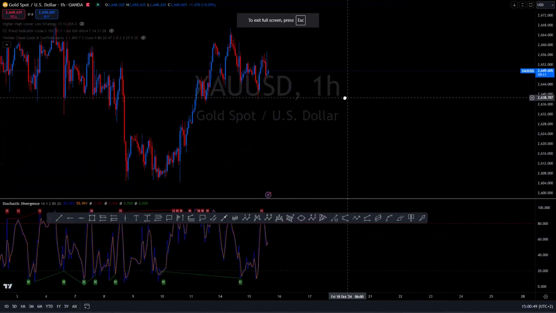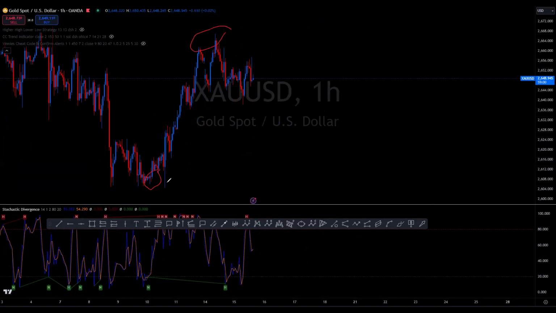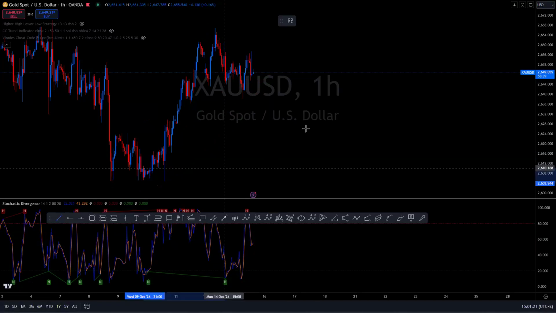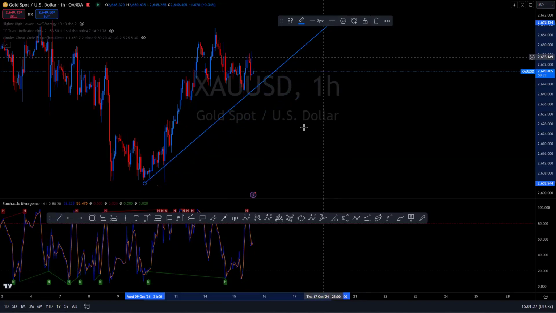So what we're going to do is look at the overall trend of the market. When we look from this swing low to this swing high, it looks like price is overall bullish. Even from this swing low, price broke this previous high, so it looks like price is going bullish again. Previous higher highs have been broken as well. So we're going to go ahead and draw a trend line.